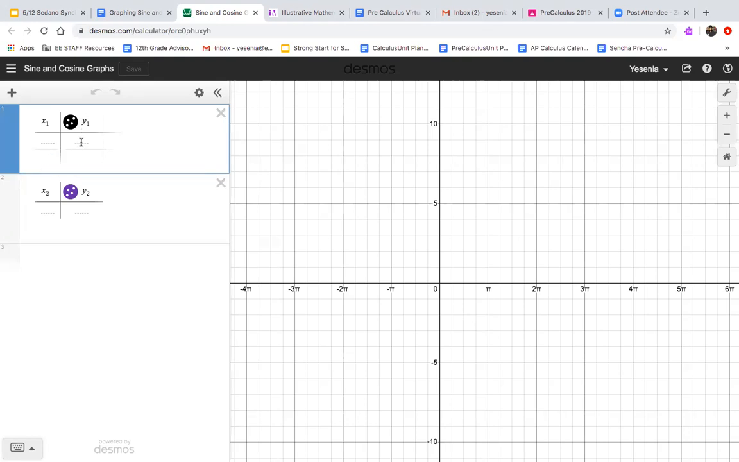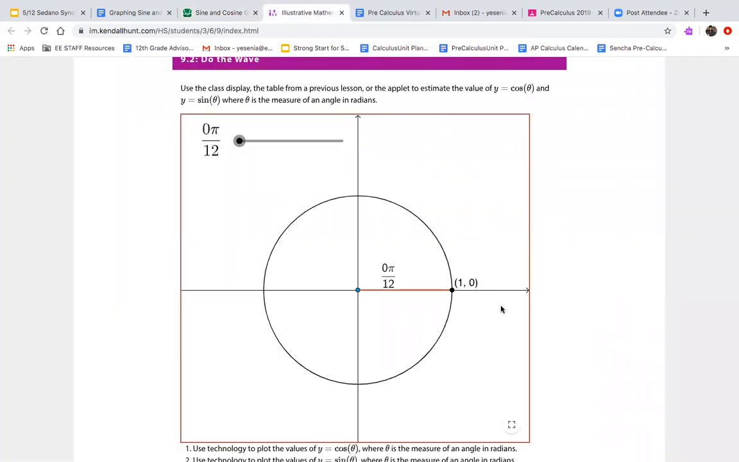And on the right-hand side, I'm going to put cosine, because remember the first question says we want to graph cosine. And then the bottom one, we could do sine. So let's go ahead and try to do that using this. Okay, so notice everybody, I start off at 0 pi over 12 radians. My cosine is 1. So this is how I'm going to plot that.